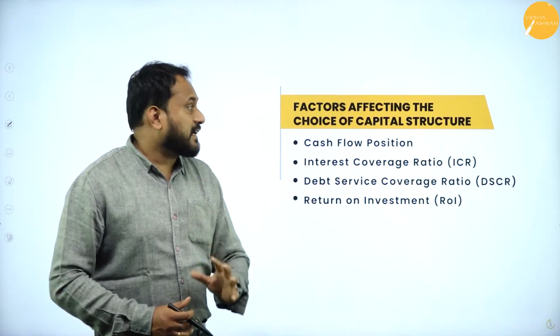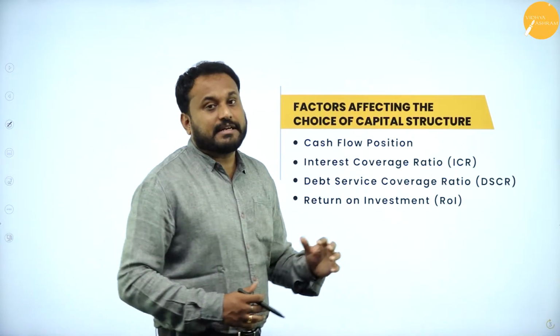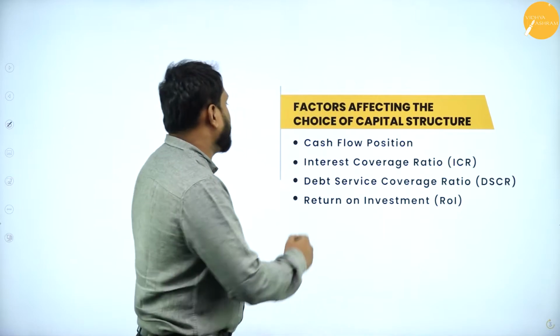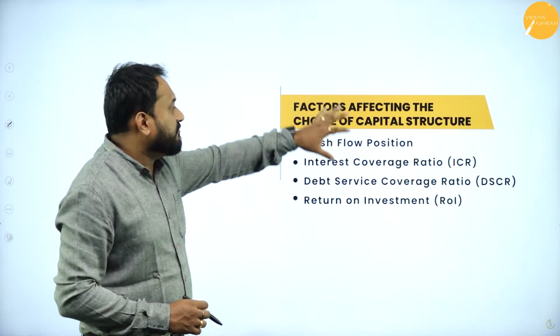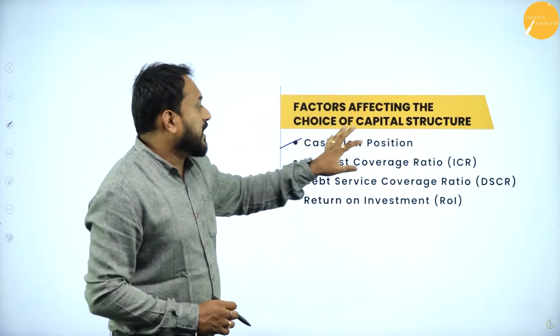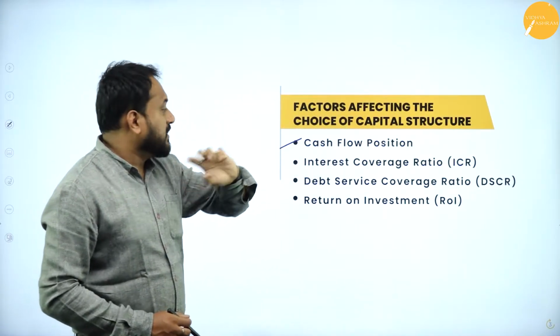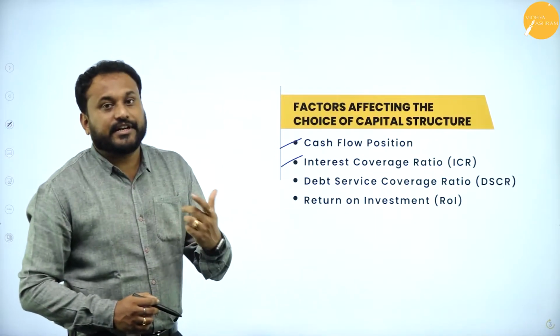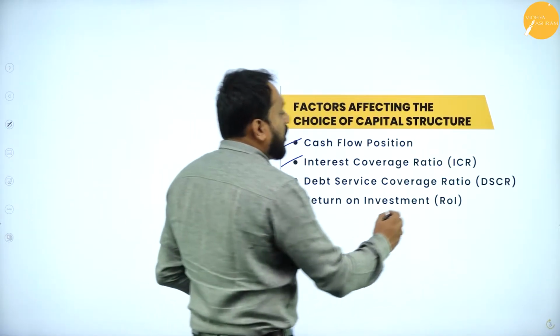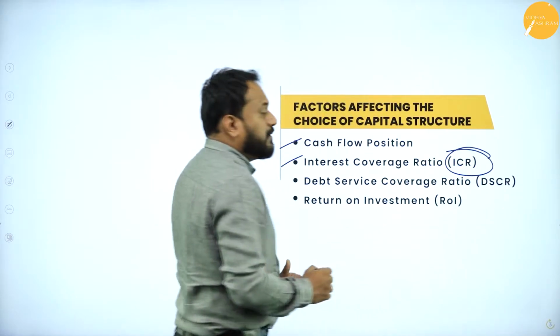What is it? Factors affecting the choice of capital structure. The first one here you have is cash flow position. So these are the factors which affect the choice of capital structure. One is the cash flow position. Second is interest coverage ratio. Please understand all these things are very, very important.